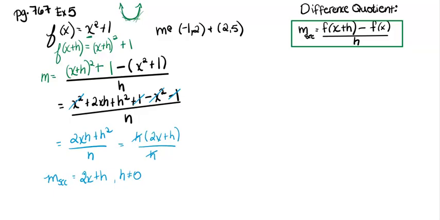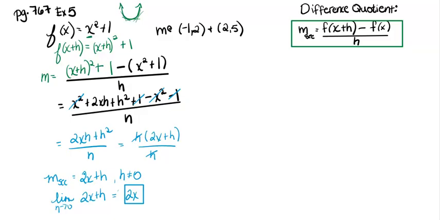Okay, now the limit as h approaches 0 of this derived function is going to be just 2x, because when I plug in 0 for h, remember, I can find the limit of a function even if it's not defined at that point. But I can find the limit at that point. So my limit is 2x. So this 2x is really the slope of the graph of x squared plus 1.